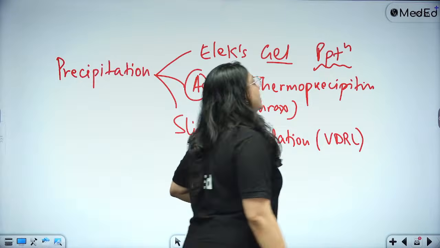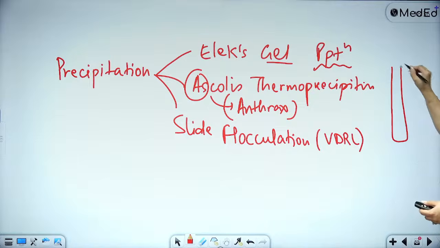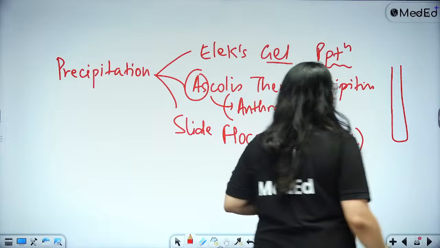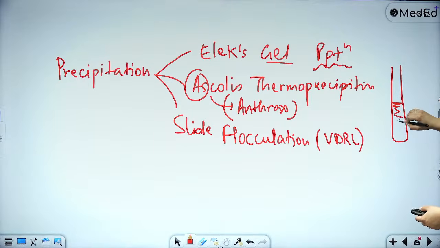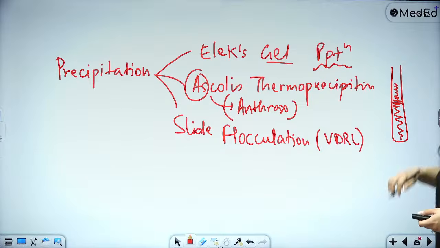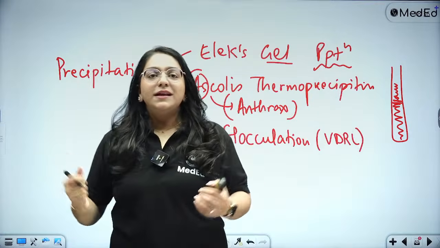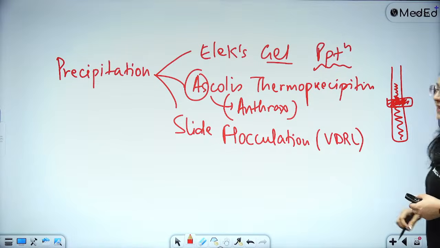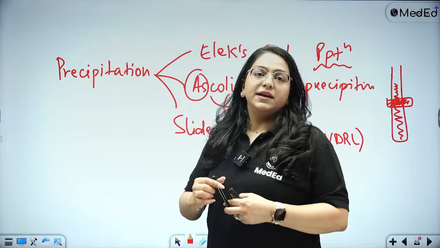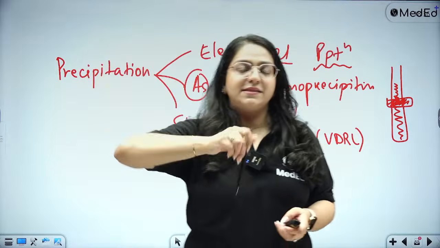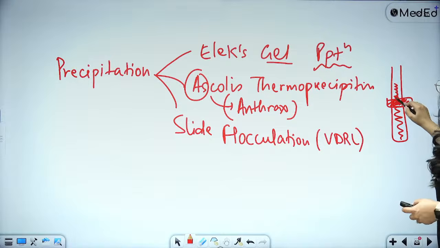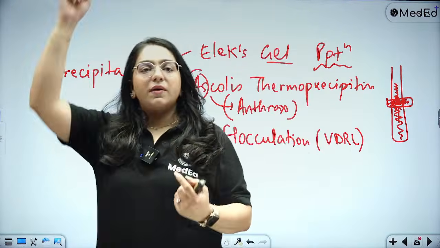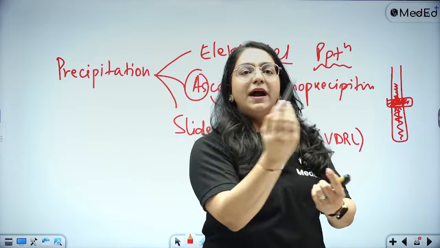What is happening in Ascoli's thermoprecipitin? You are taking a test tube, and you are putting anti-sera and sera, your antigen and anti-sera. They are moving in both the directions, and you get a precipitation band in between. Inside a test tube, there is only one dimension, that is the y-axis. So it is one dimension, 2 direction. Because from bottom the anti-sera is going up, from above the antigen is going down. In between they are meeting, forming a band of precipitation.